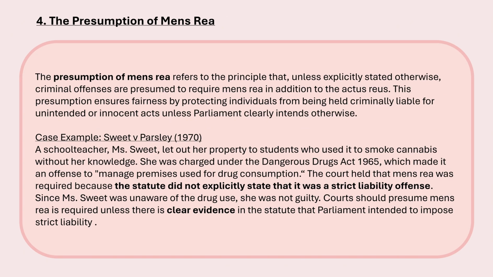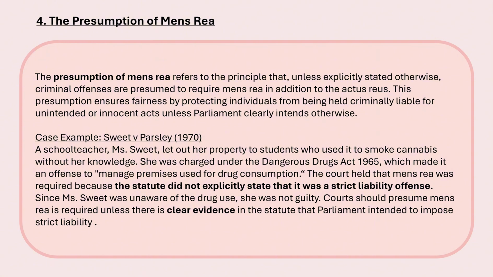The presumption of mens rea refers to the principle that, unless explicitly stated otherwise, criminal offences are presumed to require mens rea in addition to the actus reus. This presumption ensures fairness by protecting individuals from being held criminally liable for unintended or innocent acts unless Parliament clearly intends otherwise. This principle is illustrated in the case of Sweet v. Parsley.